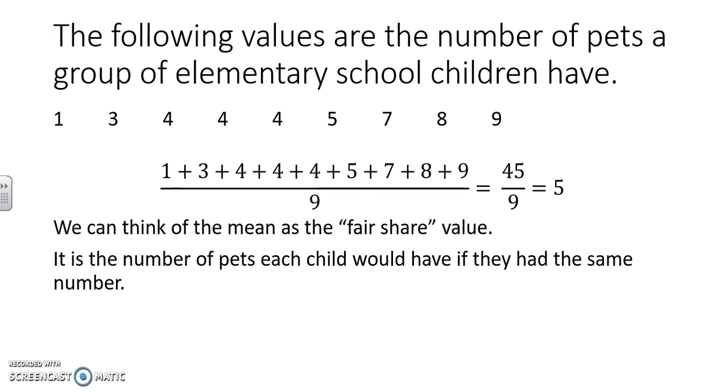Okay, so if we add all of these together, we get 45, and we divide by the 9 observations that we have in this sample. So 45 divided by 9 equals 5. We can think of the mean as the fair share value. This means that each child would have 5 pets if the total number of pets was still 45 amongst these 9 students. So we want to think of the mean again as a number that would be the fair share to spread out the sum of the values amongst all the different individuals in the sample.